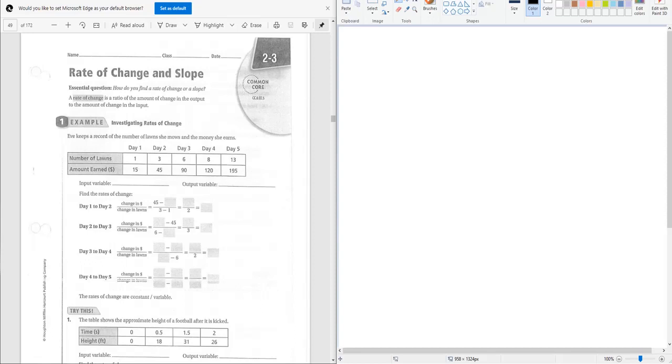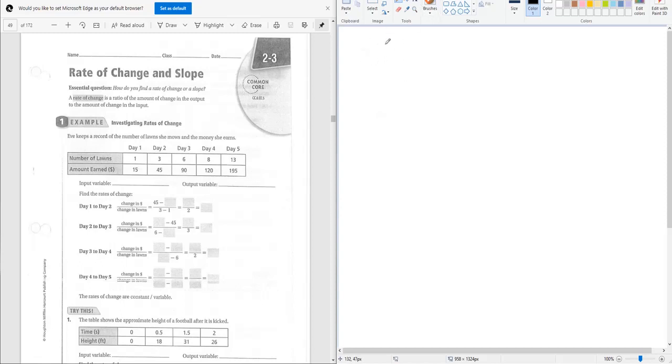Hey everyone. So today we're going to be going over rate of change and slope. Now we've gone over how to graph linear functions. We've also kind of gone over how to create equations for linear functions. So today I'm going to teach you how to do it in a more mathematical way.